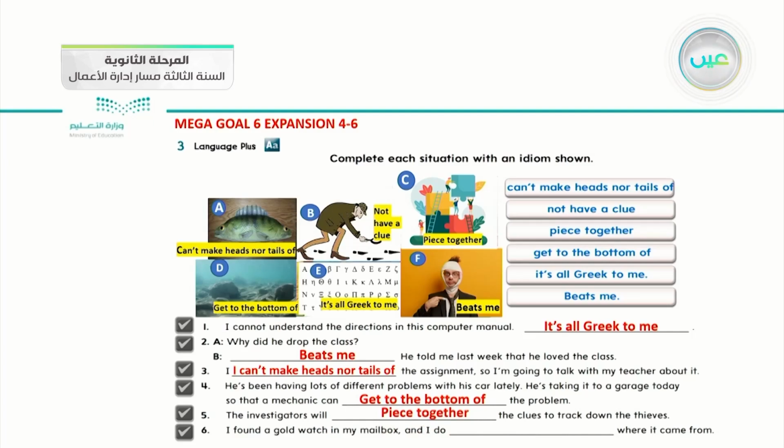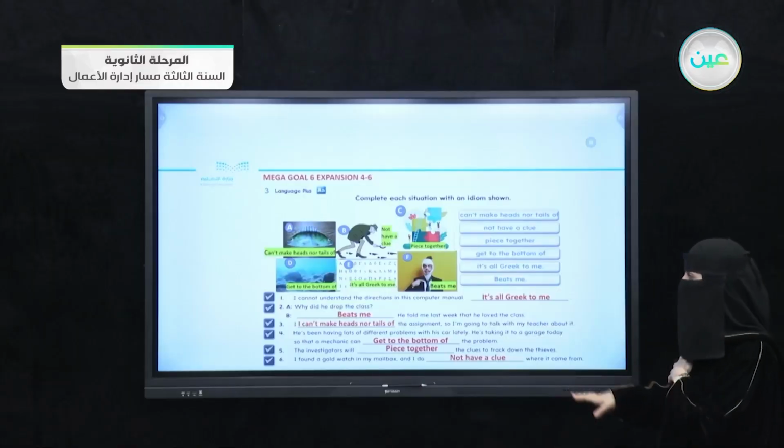Number 6, I found a gold watch in my mailbox, and I do not have a clue where it came from. I do what? What do you think it is? I do not have a clue, because this is something unusual, something where they didn't know who sent it. We can use "not have a clue" if you don't have any information about that.